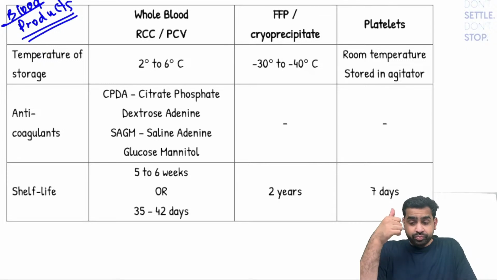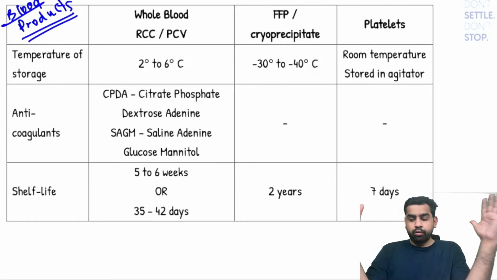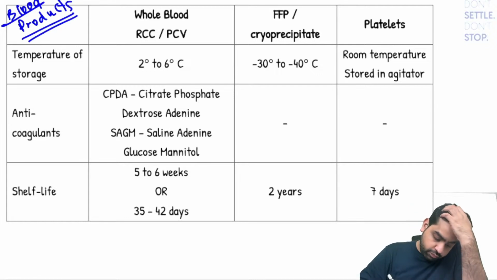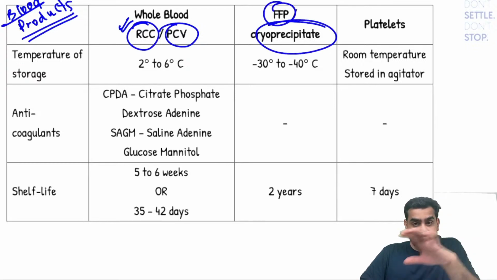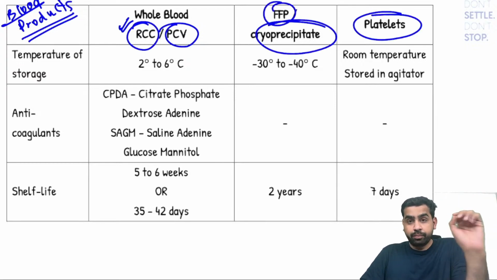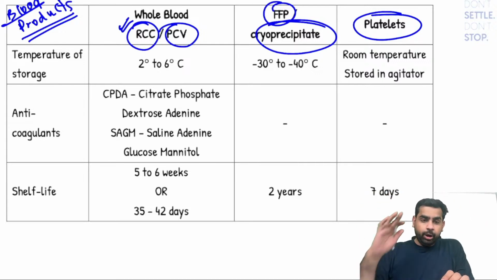So you have the red cell concentrate, you have fresh frozen plasma and cryoprecipitate, and then you have platelets. So these are the three main blood products which we have. Okay, so what are the blood products? We have whole blood, red cell concentrate, packed cell volume, all these particular things are there. Then we have fresh frozen plasma and cryoprecipitate, these are the other components, and then you have platelets. So these are the three different kinds of blood products which we have right now.